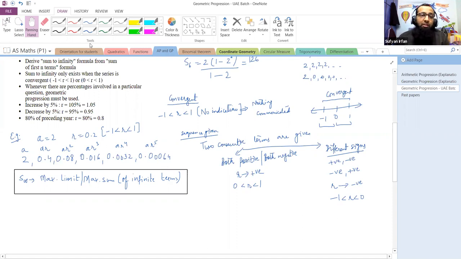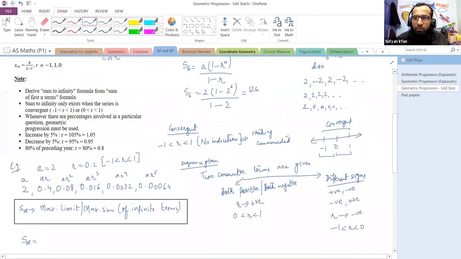So what will be the sum to infinity in this particular case? Let's look into that. The sum to infinity formula is also given, and it is A upon 1 minus R. So if you find it over here, it is 2 upon 1 minus 0.2, then 2 upon 0.8, and 2 upon 0.8 would be 2.5.